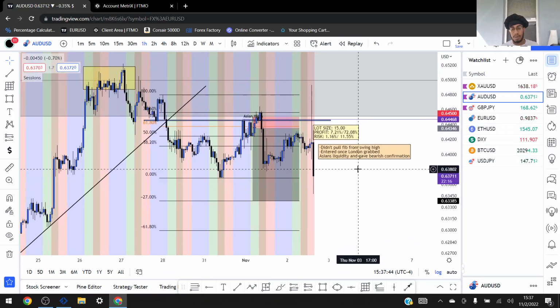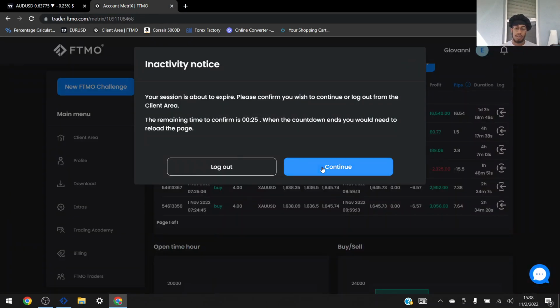But yeah, overall, the risk was 1.16 percent. So it was pretty high, I guess. Really, like 11.55% if it was on the 20K account. So it's still pretty high. That was the loss I took on AU, 115 lots.